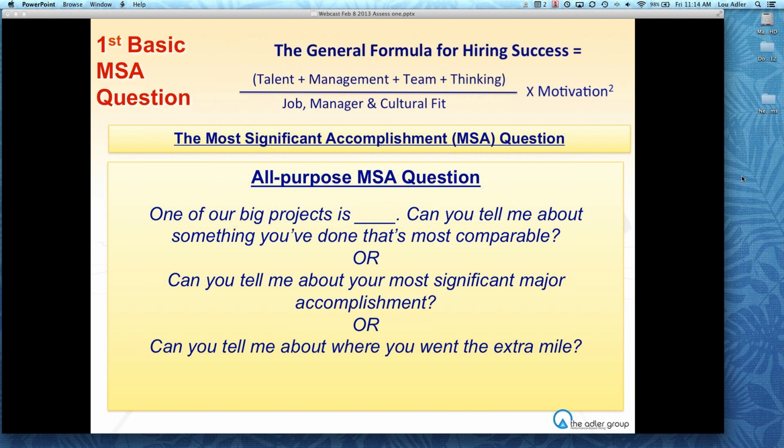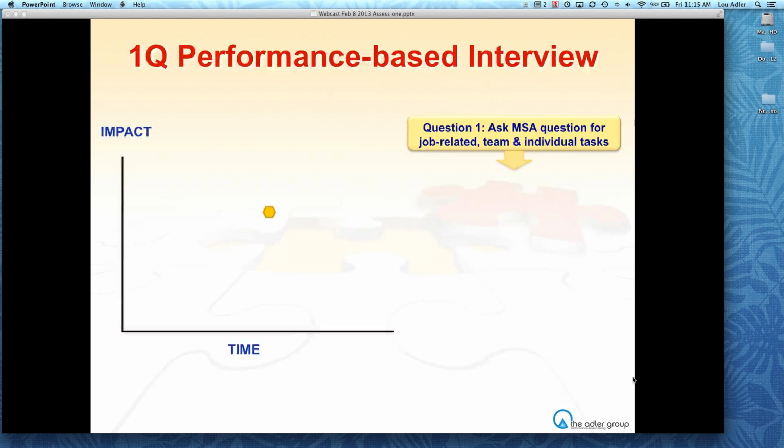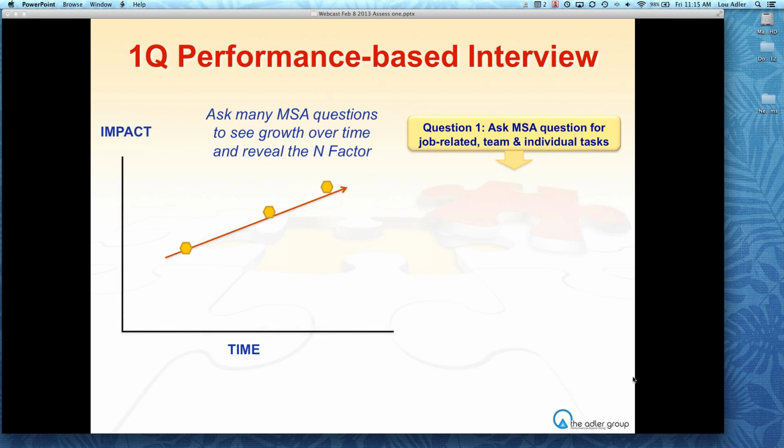Let me just say this part, and then we can open it up to questions for the rest of the time. What I do is not only ask that question once, I ask it for a series of accomplishments over time. So I start seeing this trend of performance. And during the question, I ask a lot about what motivated you to do that. What were the circumstances behind the motivation? What motivates you? What demotivates you? What are the circumstances as a candidate?